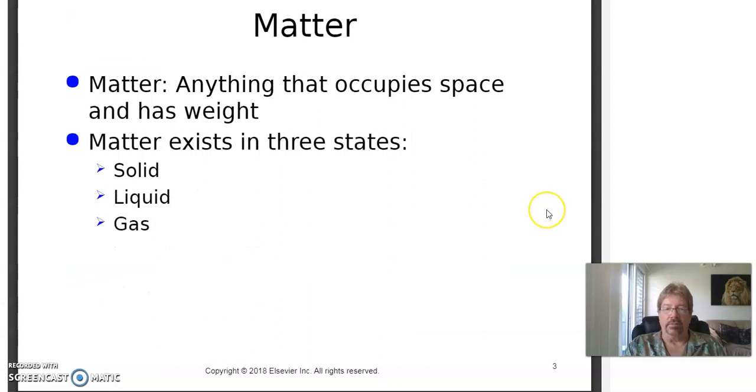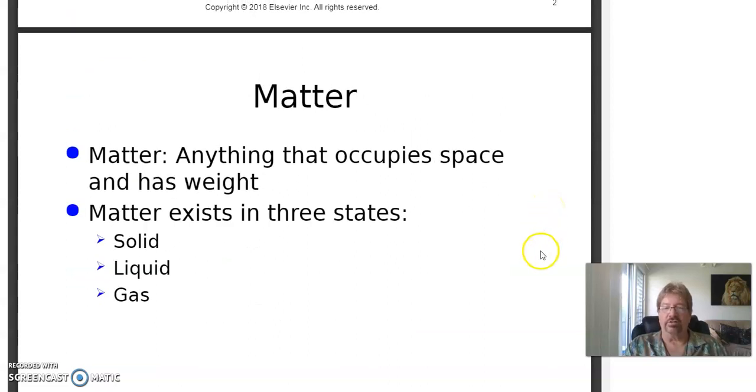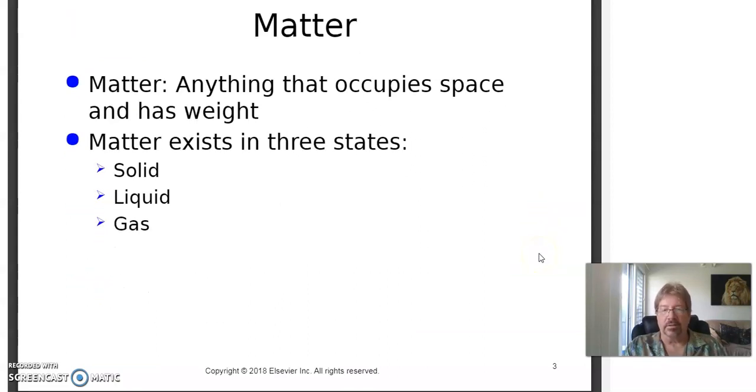Okay, chemistry is basically the study of matter. Matter is defined as anything that occupies space and has weight. There are three states of matter: solid, liquid, and gas. Water is liquid at room temperature. If we heat it on the stove, it turns into gas, steam. And if we put it in the freezer, it freezes, solid.